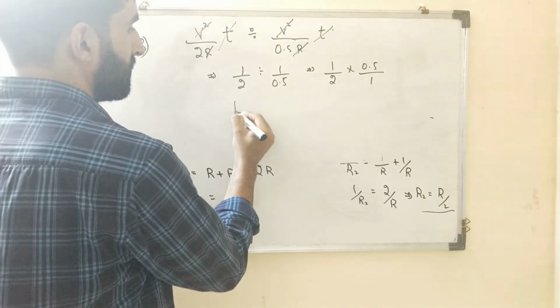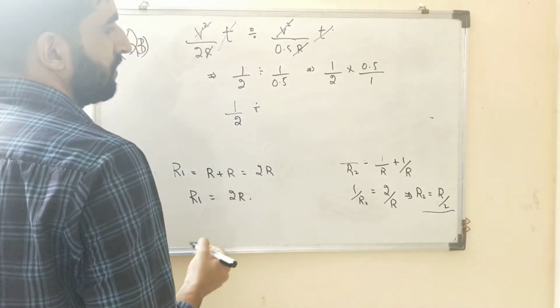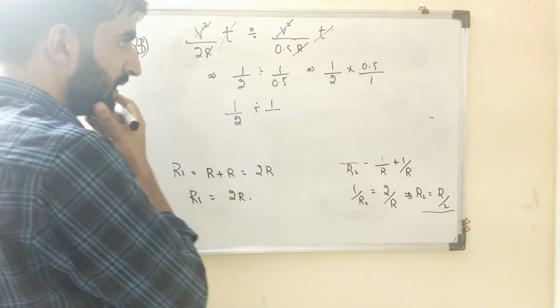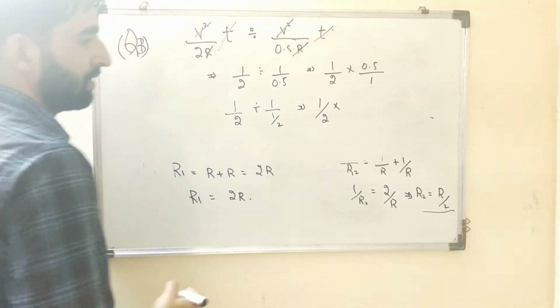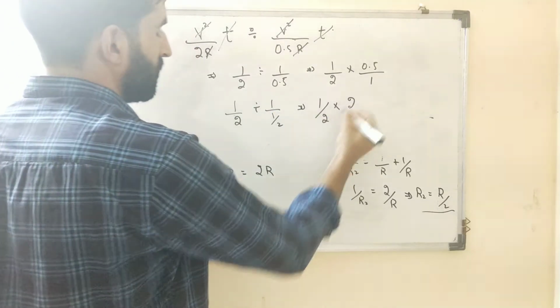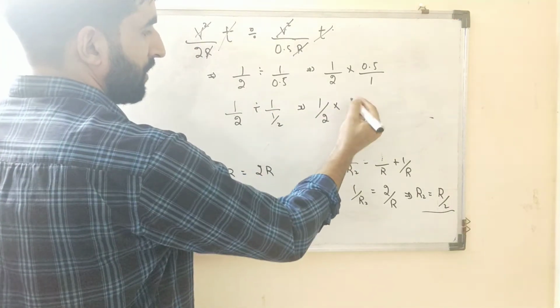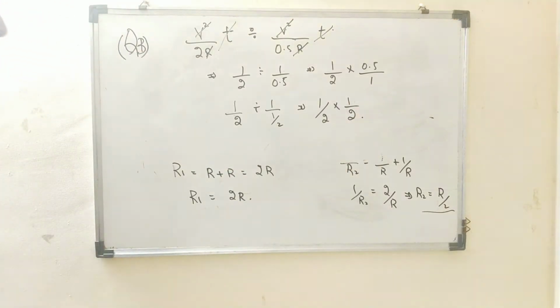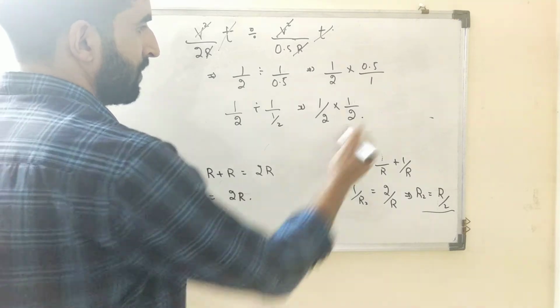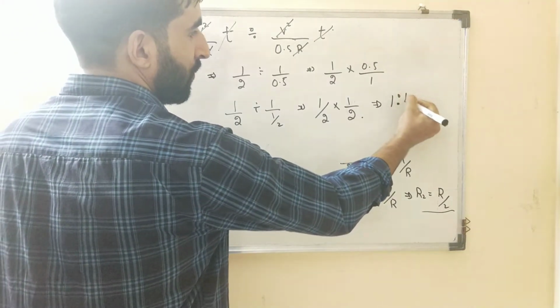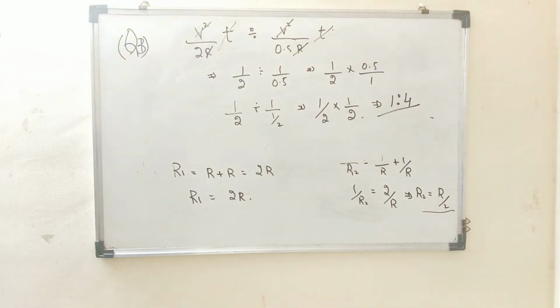You can also say this will be equal to 1 by 2 divided by 1 divided by 1 by 2. So this will be equal to 1 by 2 into 2 into 1 divided by 2. So this will be equal to 1:4. Answer 1:4 is the correct answer.